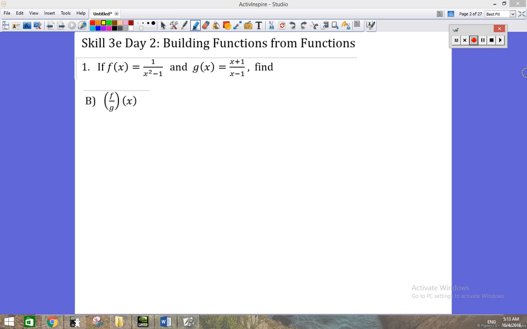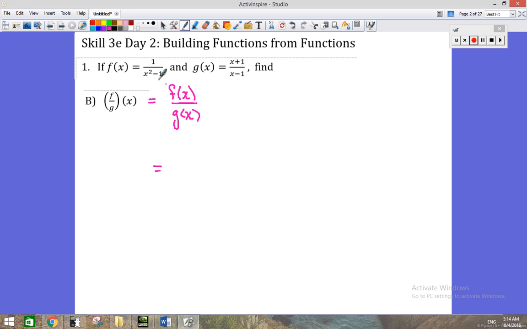Alright, so let's take a look at the rest of problem 1, part B. We have two functions, f and g. We want to build a new function, and we could call this function anything. We could call it h or whatever, but instead they give it the name f over g just to help us understand how it was built, so how they created it. So this is just notation for f of x divided by g of x.